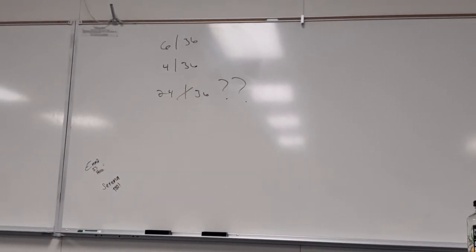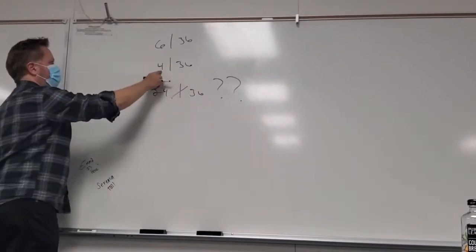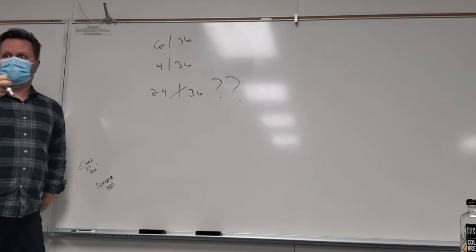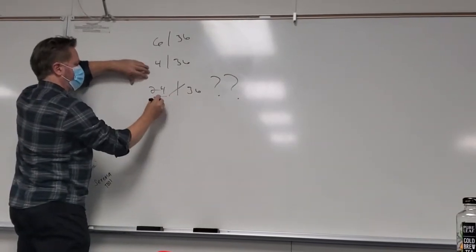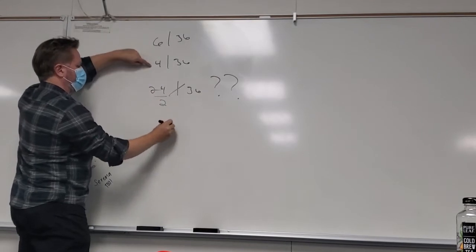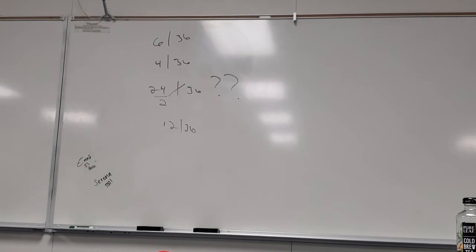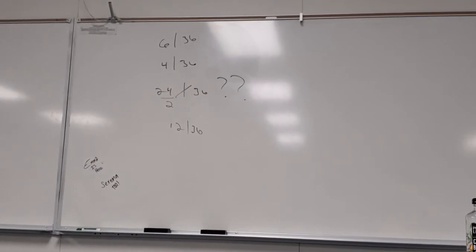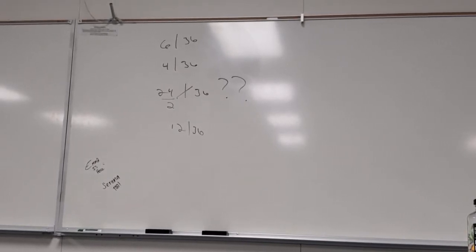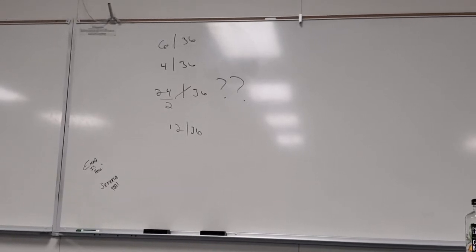6 and 4 have 2 as a common factor. What's 6 times 4? 24. 24 does not go into 36, but 24 divided by the common factor does go into 36. So that's actually true, period. That is true all the time. So if one number goes into something and another number goes into something, their product doesn't necessarily go in. Their product divided by any common factors they have does go in.